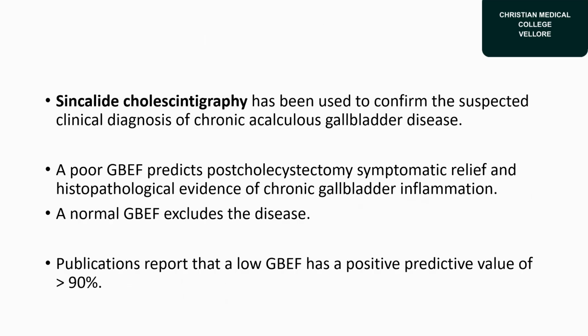So what is it? It's basically a cholescintigraphy that is used to confirm a clinical diagnosis of a chronic acalculous gallbladder disease. So why is it done? Basically, a normal GBEF rules out the disease, while a poor GBEF, that is the gallbladder ejection fraction, predicts how the patient will be post cholecystectomy. So if it has a poor GBEF, that means the patient is more likely to get symptomatic relief from a cholecystectomy. And studies have shown a positive predictive value of over 90%.